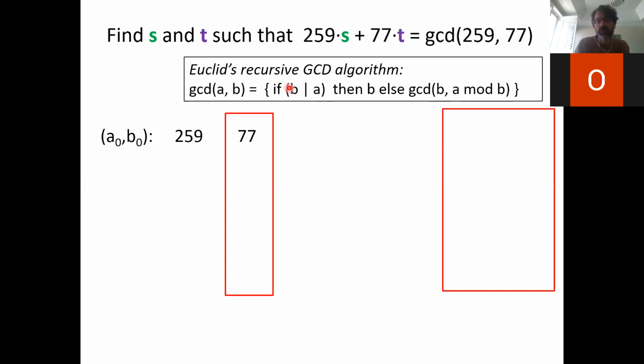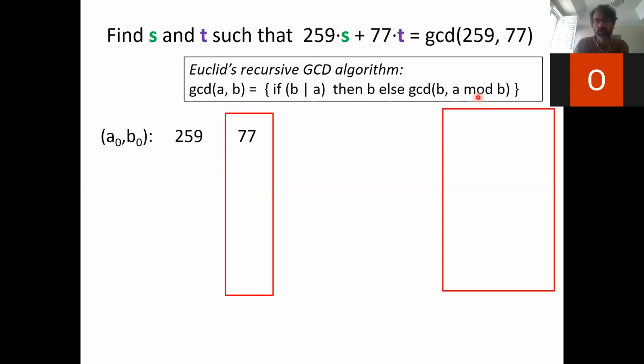So what do we do? First, does 77 divide 259? I can tell you no. And so you're going to call GCD recursively on new values. This will be your A1. I'm indexing Ai, Bi as the A and B of the ith recursive call. I'm calling the first call number 0, and then the first recursive call would be 1. So these will be A1, B1 in the next call.